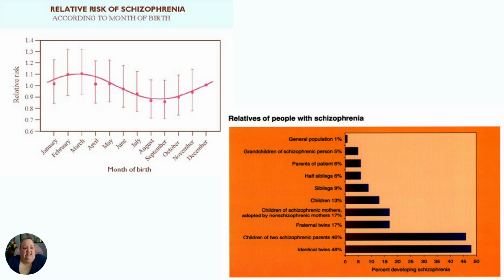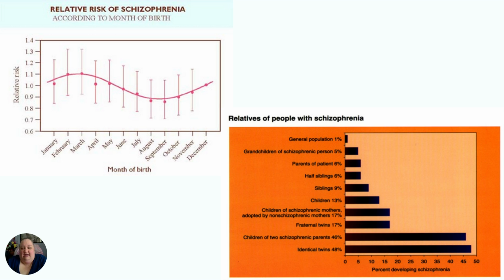So, relative risk of schizophrenia, again, this deals with the birth month. I was born in September, so that's one of the low months. They say higher months, February and March, have more to do with that. Interestingly enough, my mother was born in March, and she is bipolar. So maybe that does have something to do with vaccines. You never know.